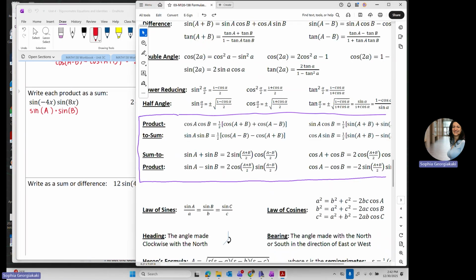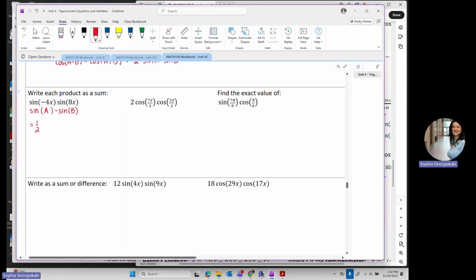And this is the product of two sines, and the product of two sines is half the difference of cosines. So that will equal 1/2 of the cosine of A minus B, negative 4x minus 8x, minus the cosine of the sum, negative 4x plus 8x. This is 1/2 the cosine of negative 12x minus the cosine of 4x.